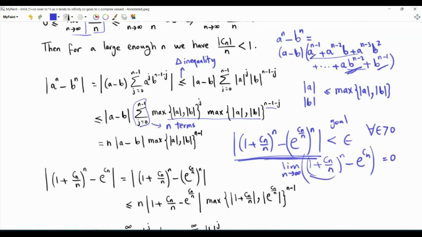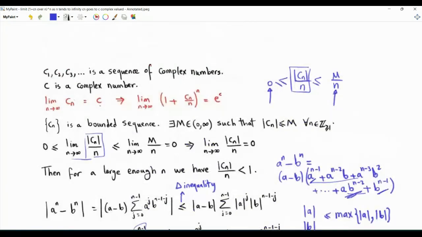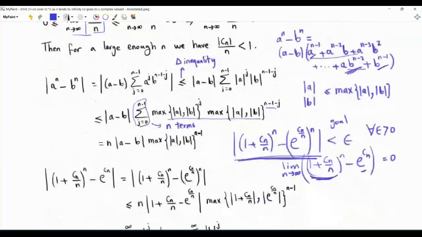So this includes, this is our quantity of interest, and then the other term is limit n tends to infinity e to the power Cn. Now, it's given that Cn is a sequence that converges to the complex number C. And because the exponential function is a continuous function, then limit n tends to infinity e to the power Cn is actually e to the power C, and we are done.